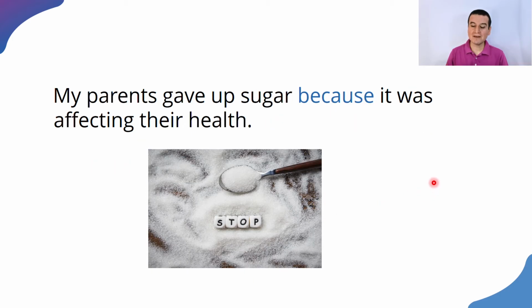Next. My parents gave up sugar because it was affecting their health. My parents gave up sugar. So it means that they stopped eating sugar, putting sugar in their food, because it was affecting their health. You already got it by now. The cause was that it was affecting their health. So the result, they stopped eating sugar. So this is a relationship of cause and effect.